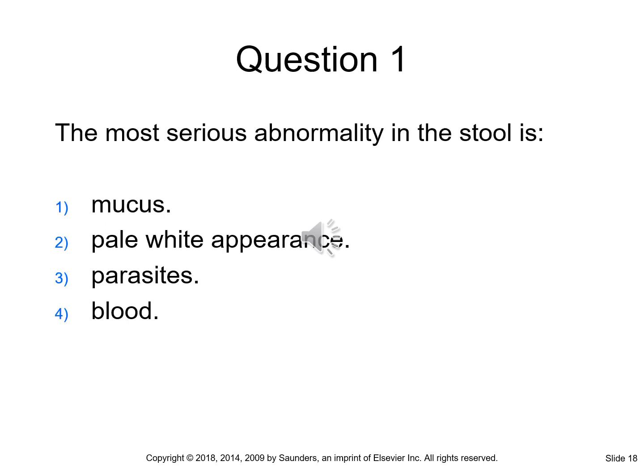Okay, question one. The most serious abnormality in the stool, the answer here is going to be blood, number four. So blood in the stool is the most serious abnormality. It might indicate active bleeding if it's bright red. And so mucus might indicate an irritation or inflammation of the inner surface of the intestines. White stool would be an indication of an absence of bile in the intestines. And parasites are usually like tapeworms, pinworms, or roundworms.